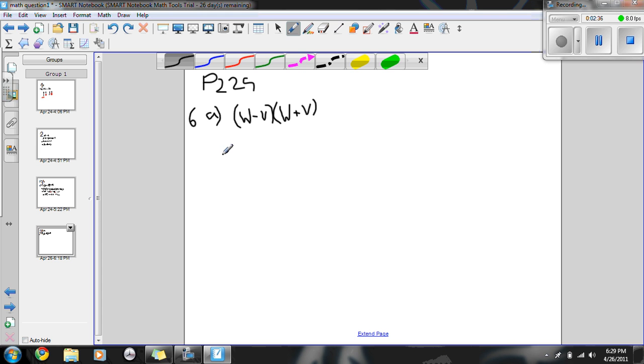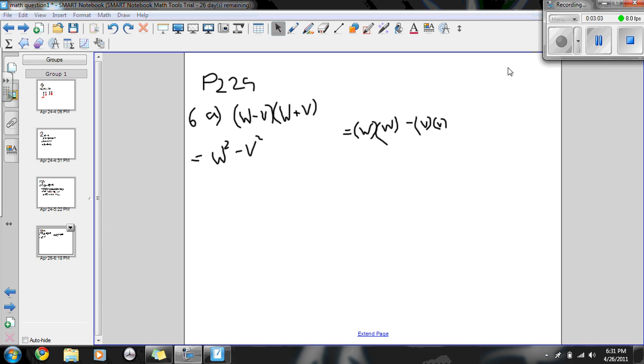Okay, so you multiply the W's together to give you W squared, subtract V squared. That's how you expand and simplify this. So this is what you do to get W squared and V squared: W times W minus V times V.